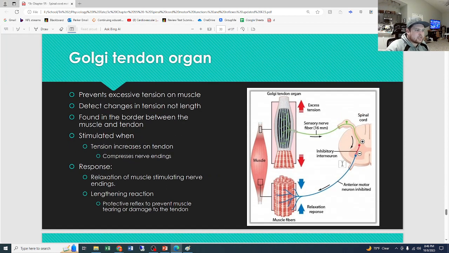And that is a polysynaptic response with an inhibitory neuron. What do our inhibitory neurons release? What neurotransmitter? Glycine. Glycine inhibits, glutamate activates.